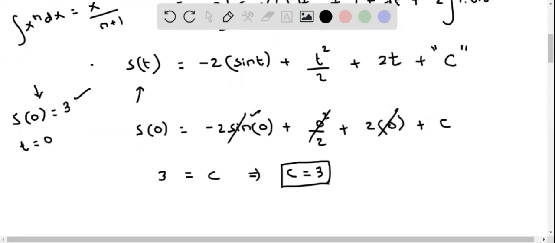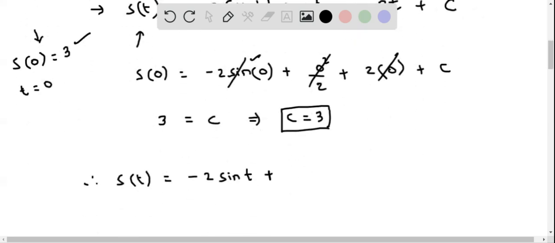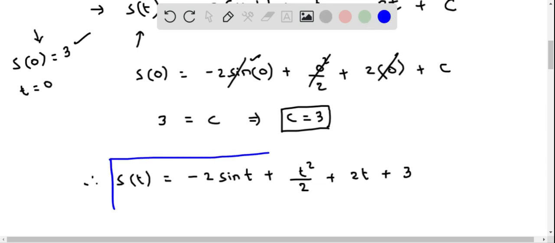So we now write the complete position function by replacing c by 3. Therefore s of t, that is the position function, equals negative 2 sine t plus t squared by 2 plus 2t plus 3. And so this is the position function s of t.